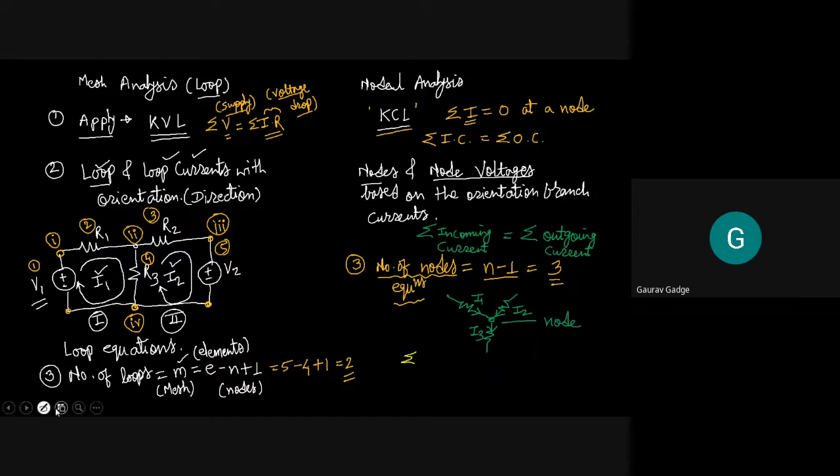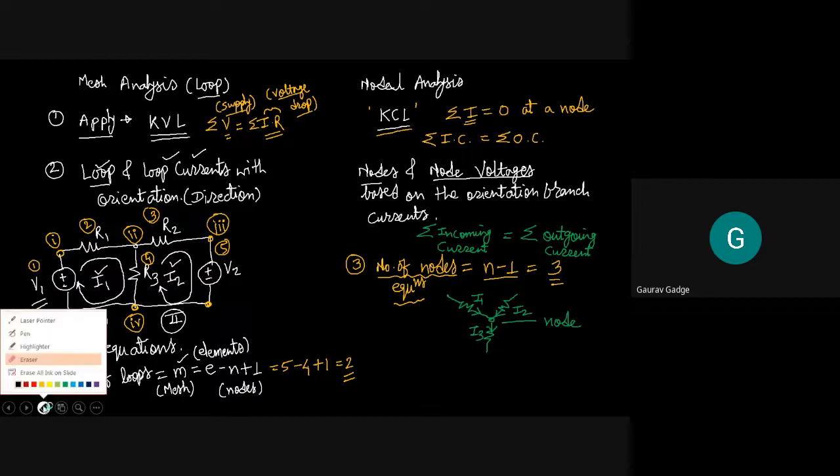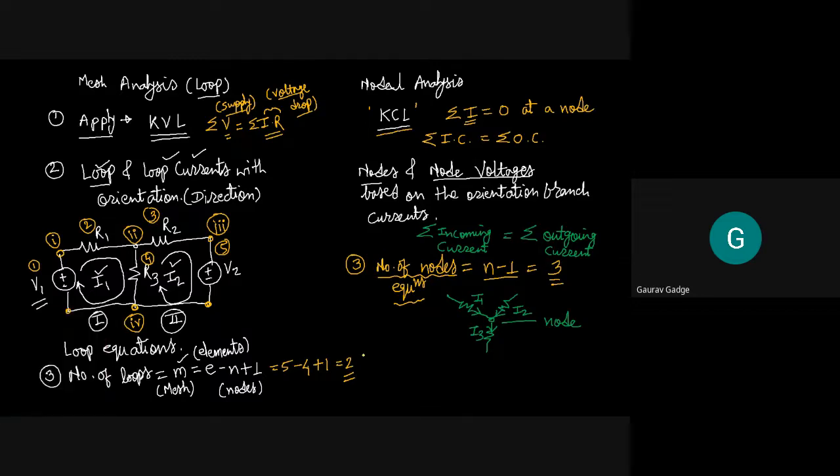So what I can write is, as there are 2 incoming currents, you can write it as summation. Summation means you have to add. So it is I1 plus I2. But there is only one outgoing current, so it is equal to I3.